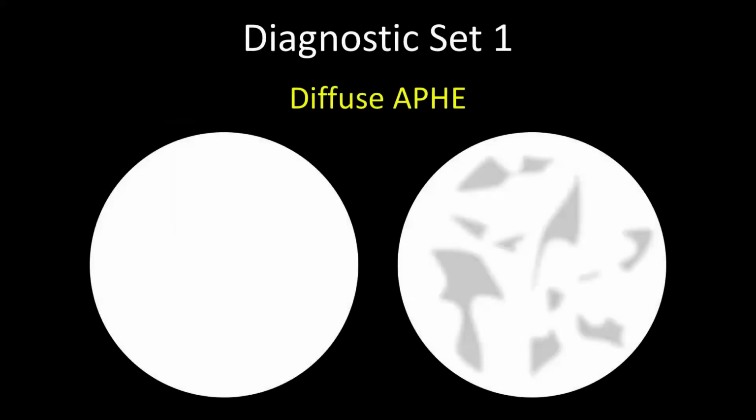Now, what do we mean by diffuse AFI? We mean enhancement that encompasses the entire observation. The outer third, the middle third, the inner third are all enhancing. The enhancement might be homogeneous or it might be heterogeneous, but the entire thing is enhancing: diffuse AFI.